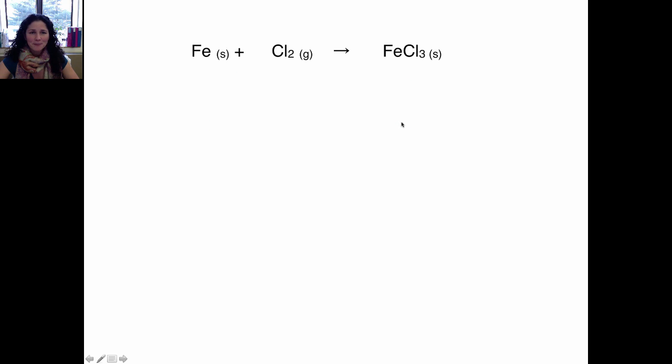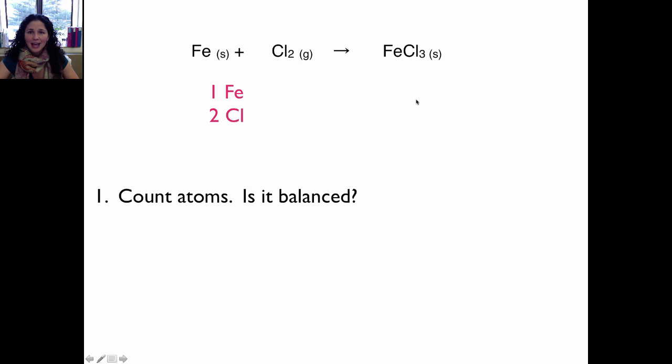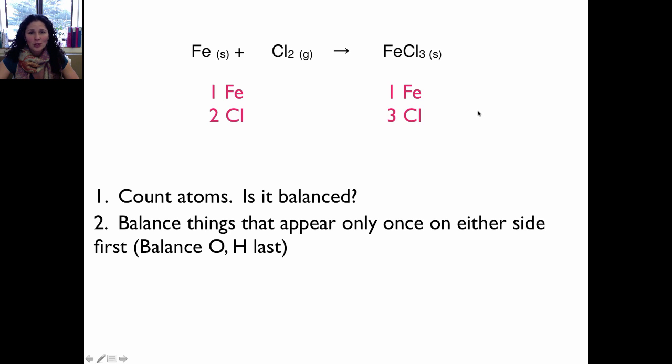Let's try another example. First, count the atoms. On this reactant side, you have 1 iron and 2 chlorines. And on the product side, you have 1 iron and 3 chlorines. Balance the things that appear only once. Well, everything appears only once. So what we'll do, let's see, the irons are already balanced, so let's make the chlorines balanced.